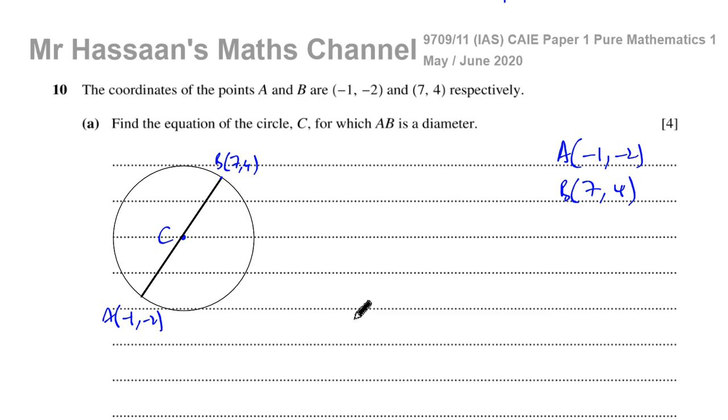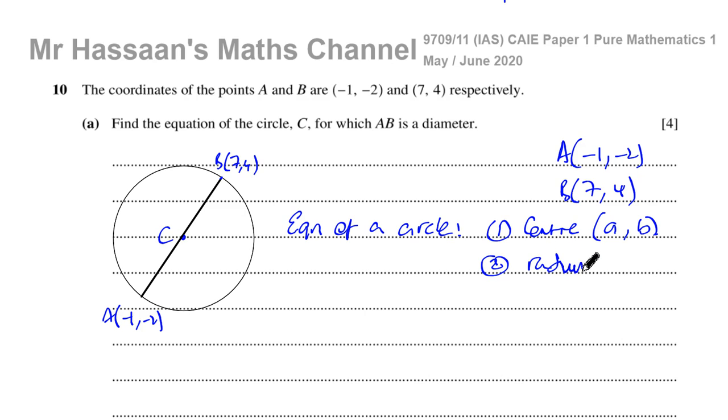How do we find the equation of a circle? Well, we need two things. One thing we need is the center of the circle. We need to know the coordinates of the center, let's call it (a, b). And the second thing we need to know is the length of the radius of the circle, let's call it r.